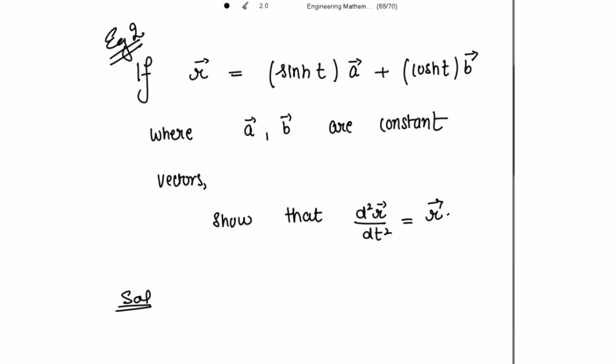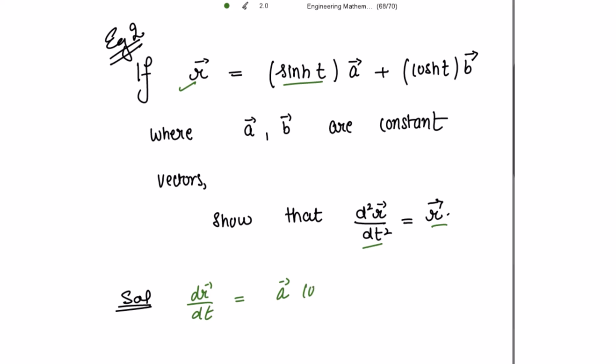If r vector is sine hyperbolic t into a vector plus cos hyperbolic t into b vector, where a vector and b vector are constant vectors, we need to show that the double derivative of r vector is equal to r vector, the vector itself. Okay, so let's take the first derivative of this. I'm straight away taking the derivative now. This is the constant vector. Okay, derivating this with respect to t.